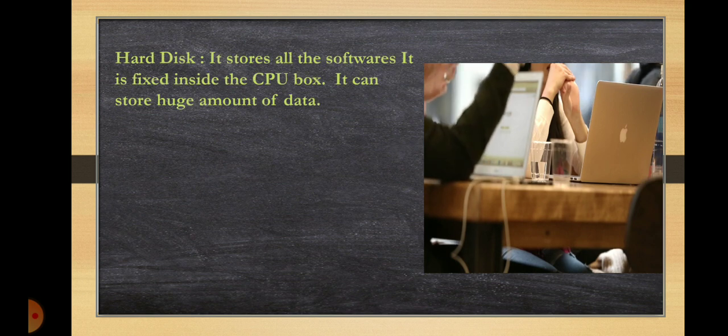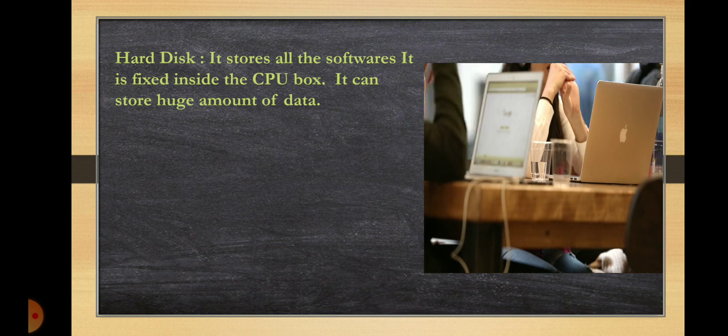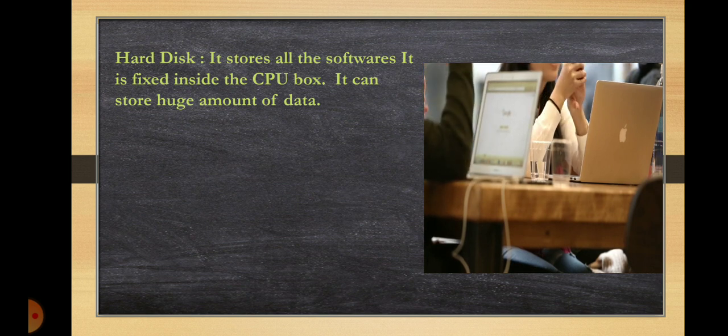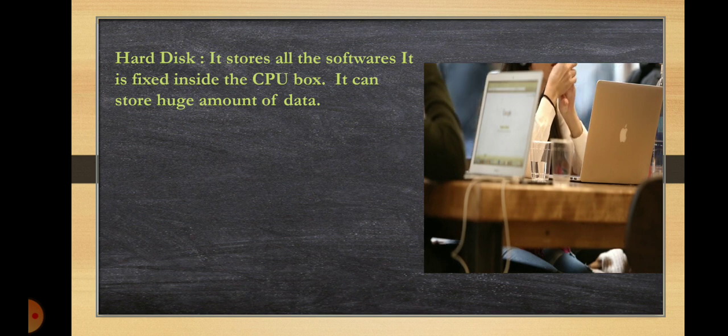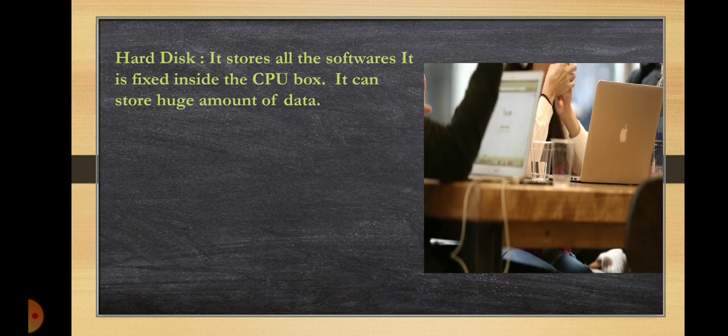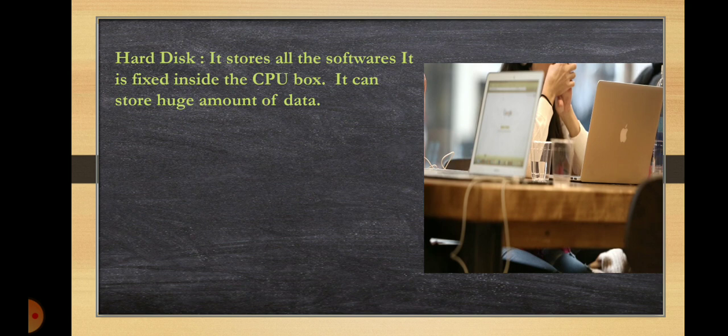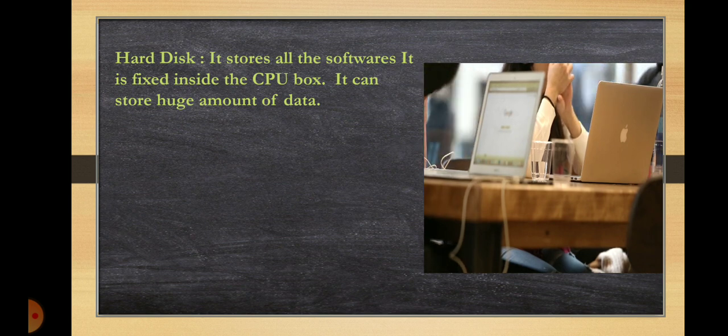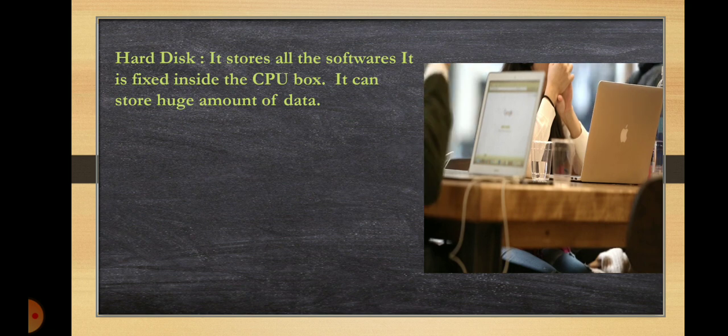Now let us see some of the external storage devices and their uses. The first is hard disk. Hard disk is found in every computer. It is a very common secondary storage device. This device stores all the softwares and data. It is fixed inside the CPU box. It can store huge amount of data.